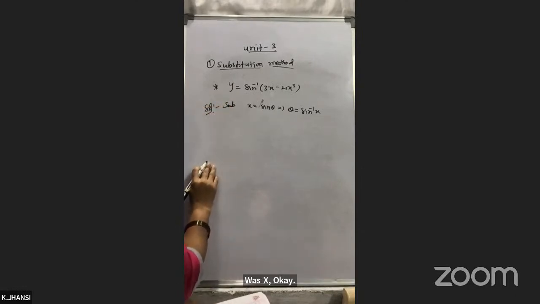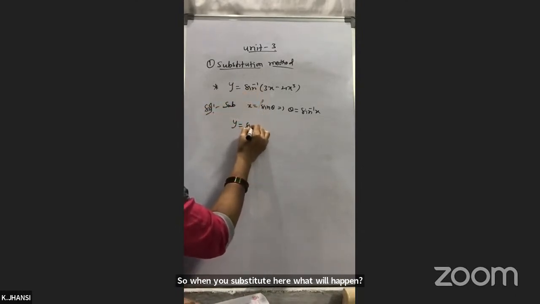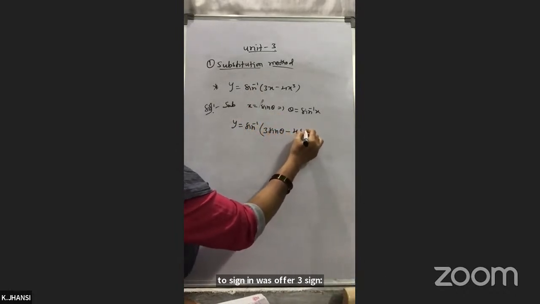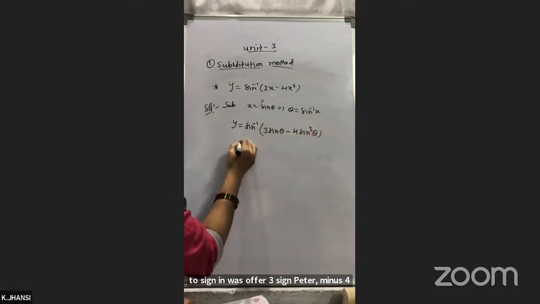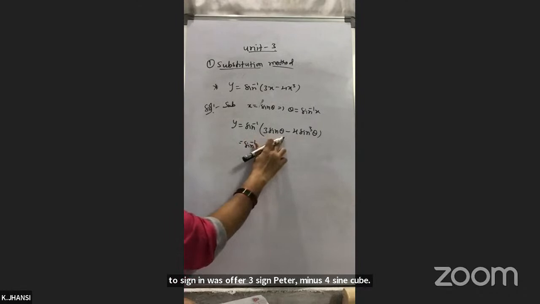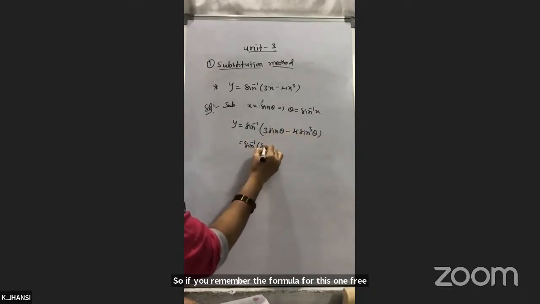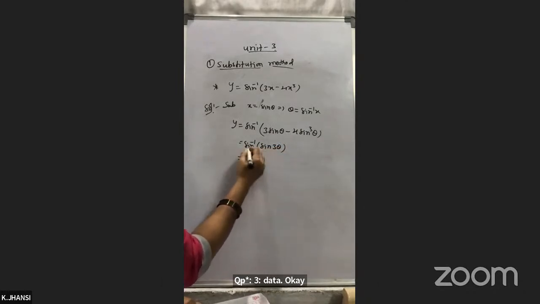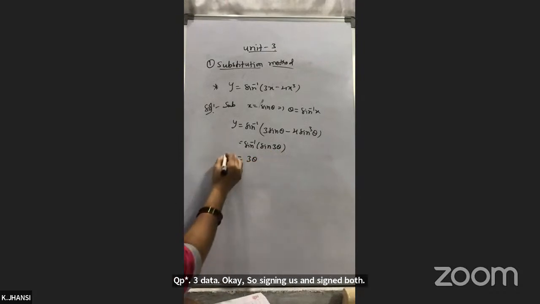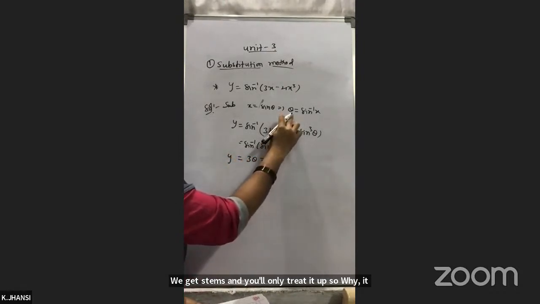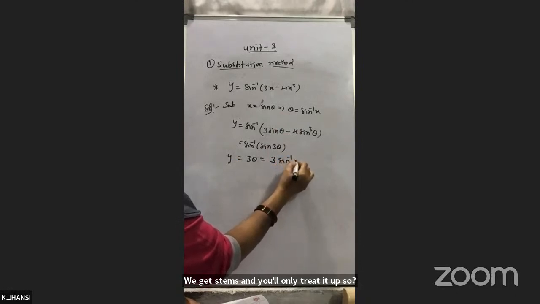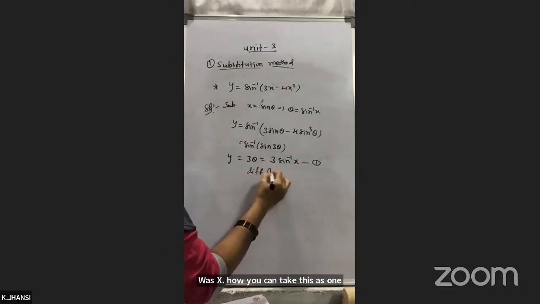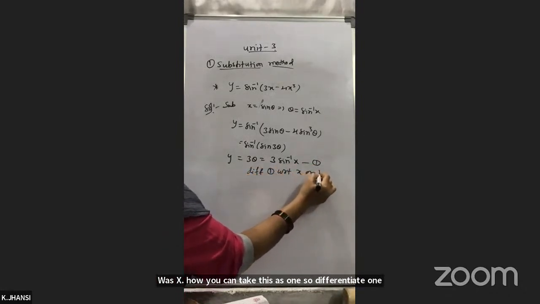When you substitute here, y equals sine inverse of 3 sine theta minus 4 sine cube theta. If you remember the formula, 3 sine theta minus 4 sine cube theta is sine 3 theta. So sine inverse and sine both get cancelled, and you have only 3 theta. So y equals 3 times theta, which from here is sine inverse x. Now you can take this as 1. So differentiate 1 with respect to x on both sides.